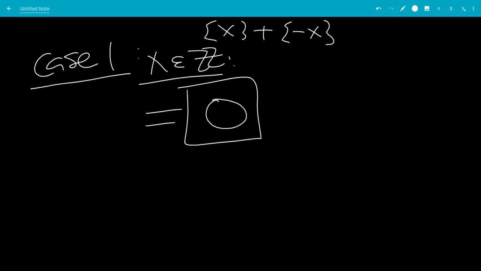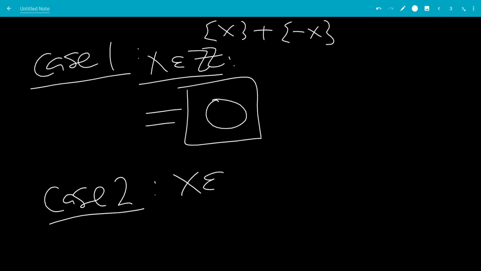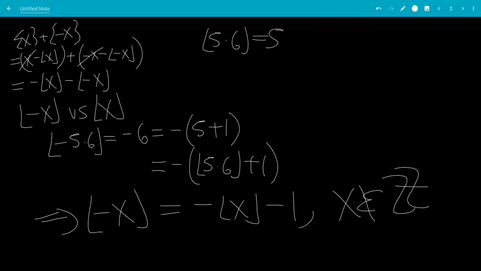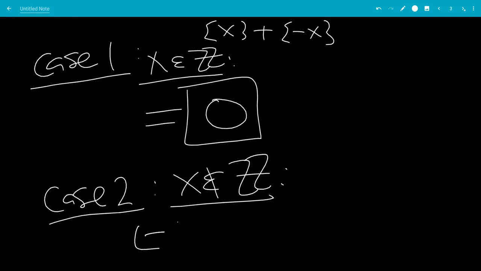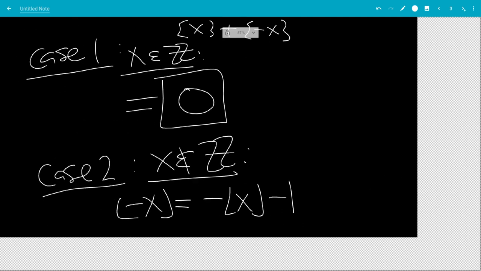Okay, so case 2. Obviously the other case would be x is not an integer. So in this case, we can use that the floor of negative x is negative floor of x minus 1, like we discussed earlier.